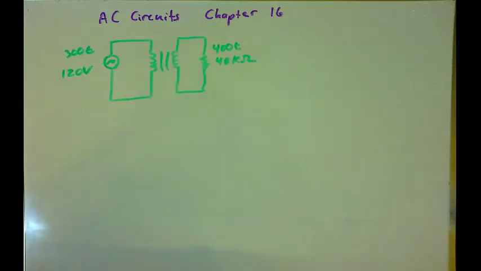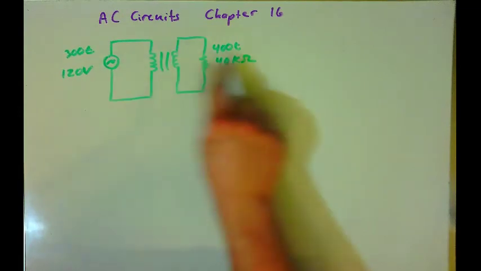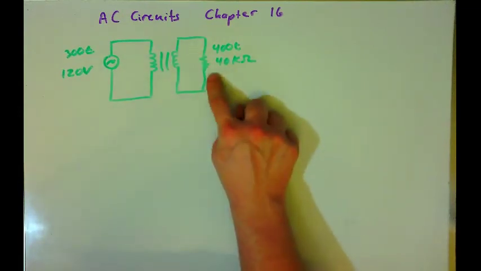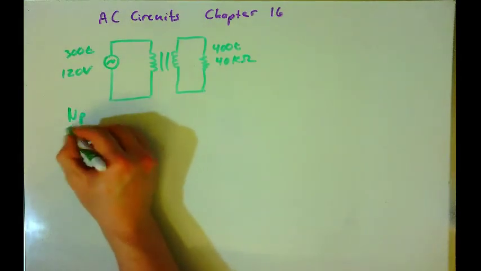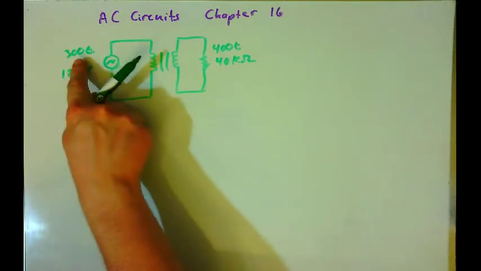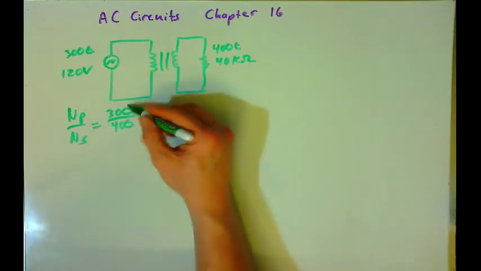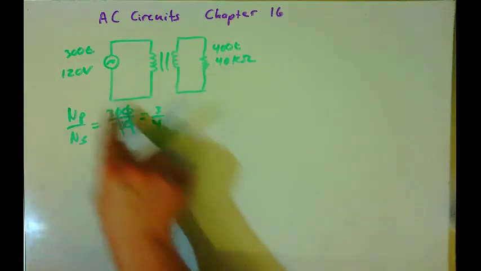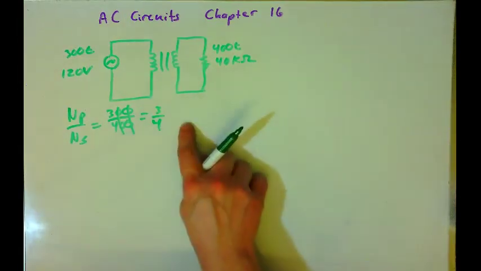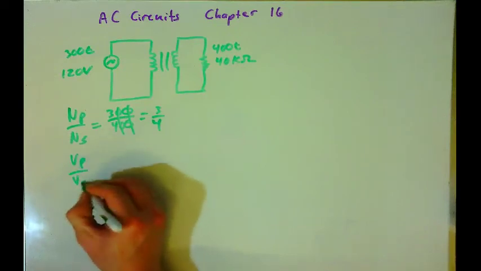In this example, we have a transformer circuit that has 300 turns in the primary with 120 volts source voltage. The secondary has 400 turns, and the load is 40 kilo ohms. And so we can start by finding the turns ratio. Turns ratio NP over NS is equal to 300 over 400. Zeros cancel. And the turns ratio is 3 to 4. So for every 3 turns in the primary, we have 4 turns in the secondary. Now we can use that information to find the voltage on the secondary.